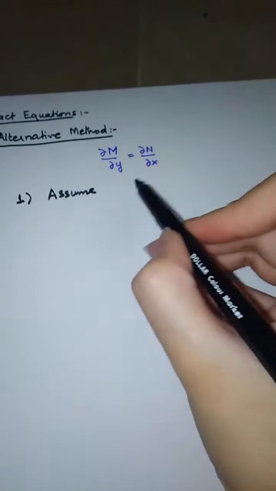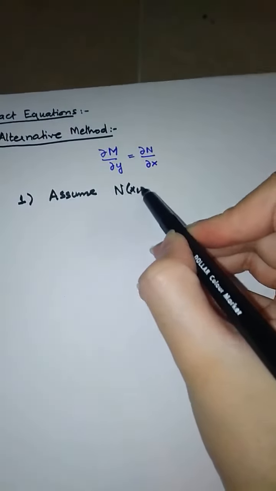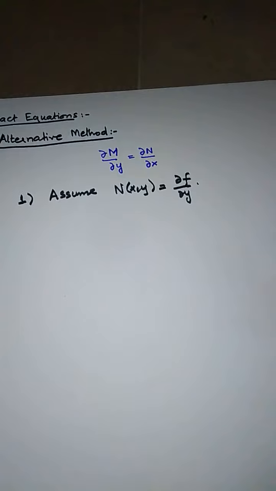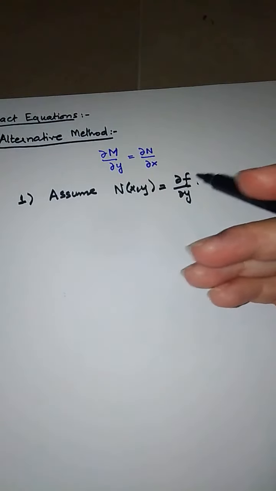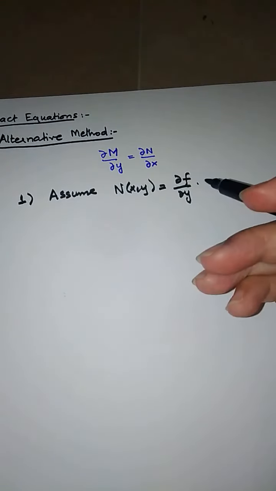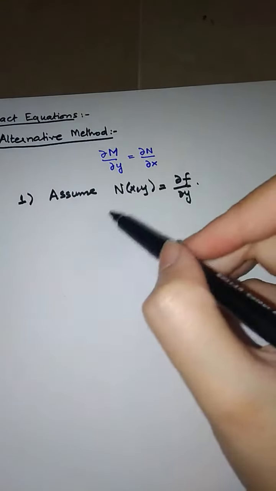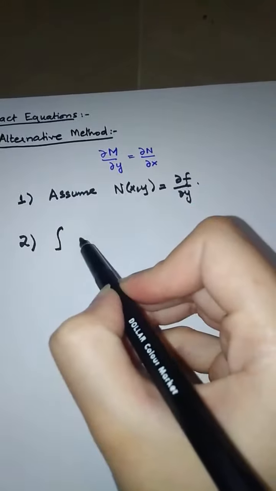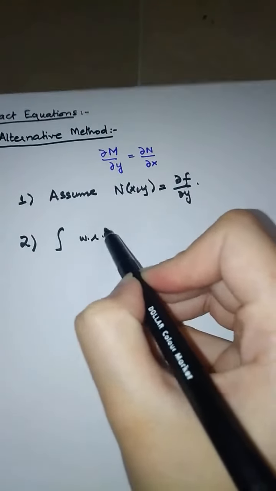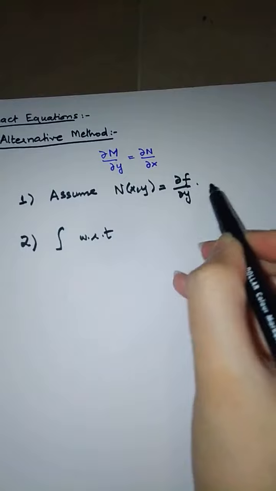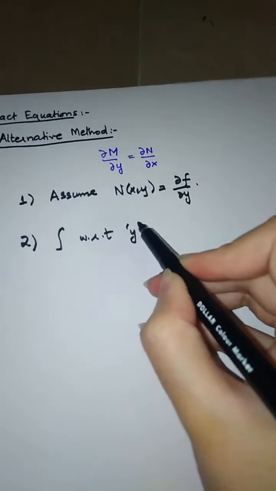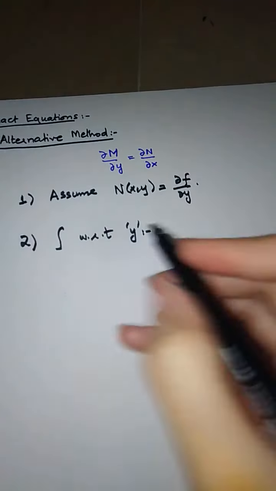assume that N(x,y) equals partial f by partial y. So the basic objective is the same here. You have to achieve f(x,y) equals c. So what you have to do is integrate this with respect to y to make it f(x,y). So integrate both sides with respect to y.